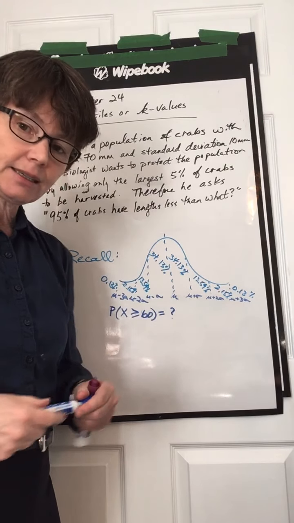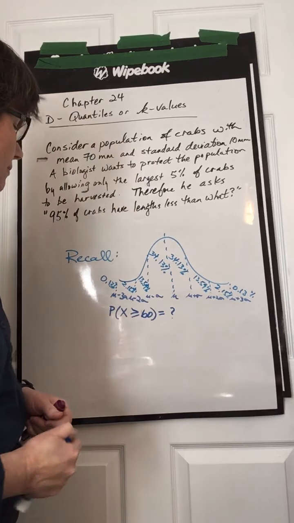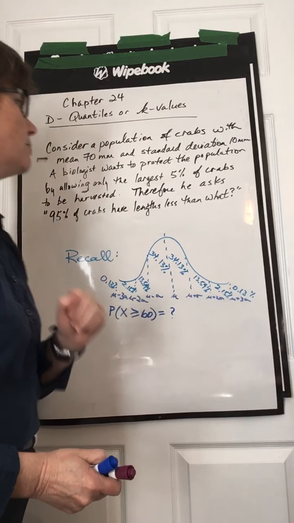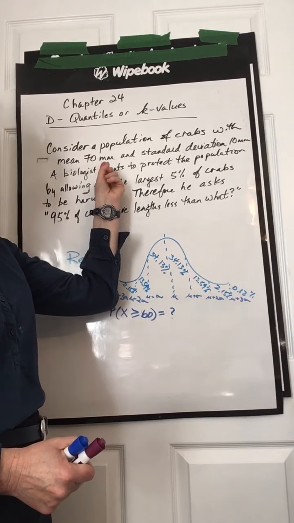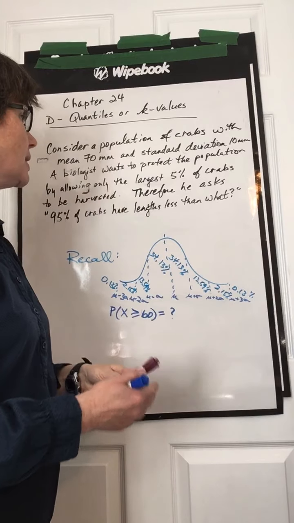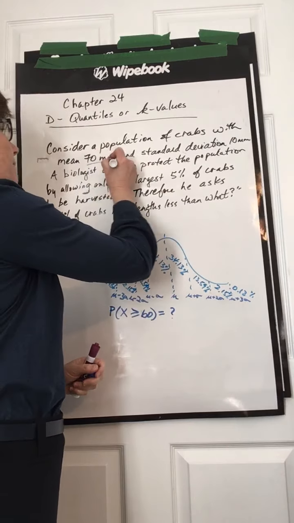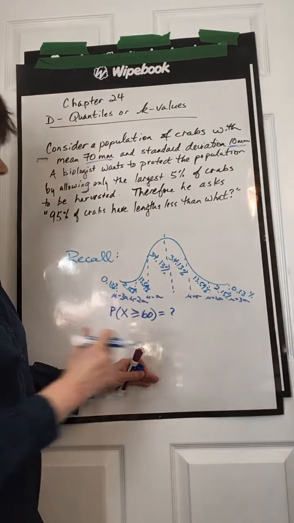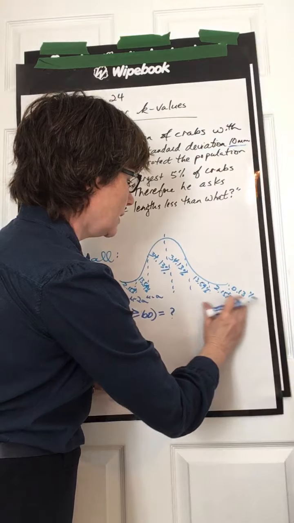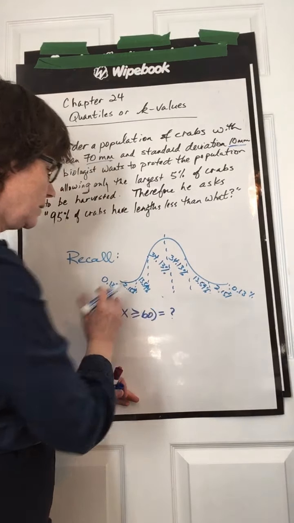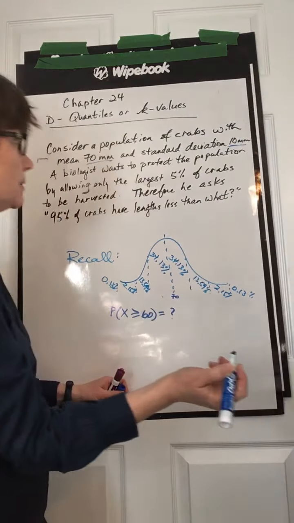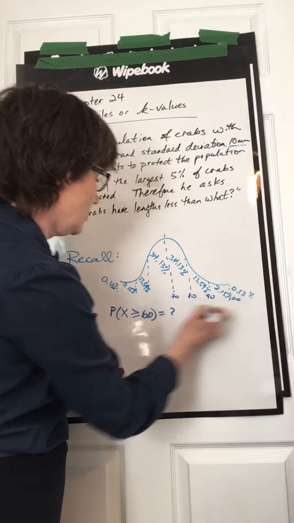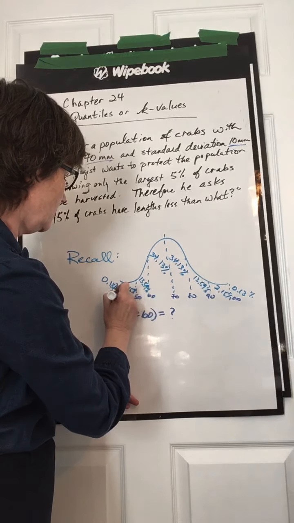Now let's think about it in the context of the question at the beginning of this section in the textbook. Consider a population of crabs where the mean length of the crabs is 70 millimeters and the standard deviation is 10. As long as this is normally distributed, we can put these numbers in here: 70, a standard deviation of 10, therefore 80, 90, 100, and back here 60, 50, 40.